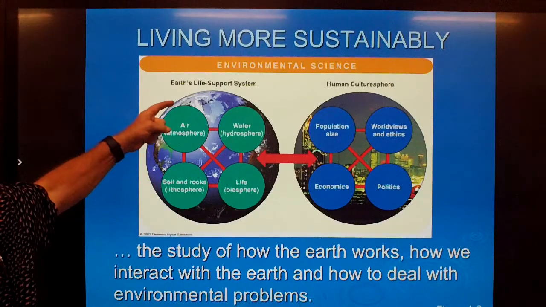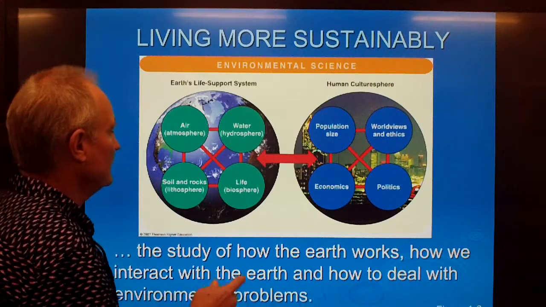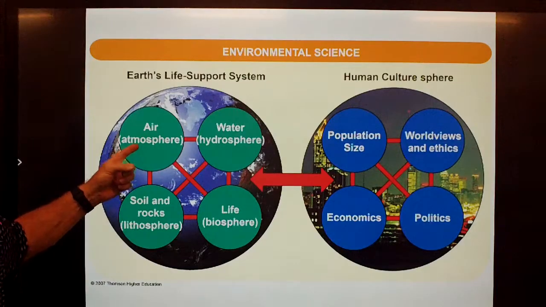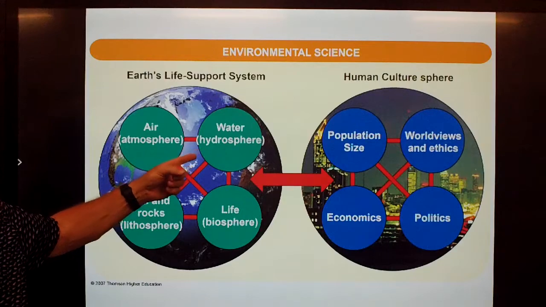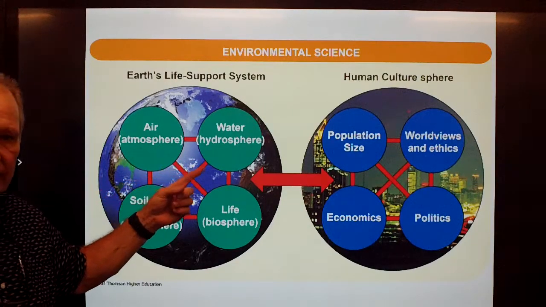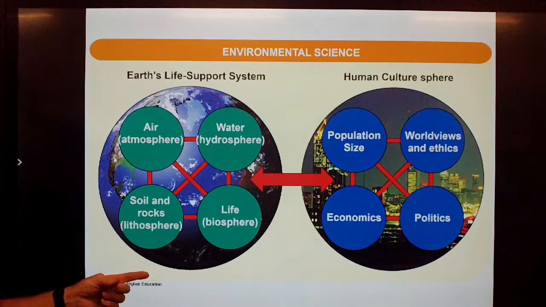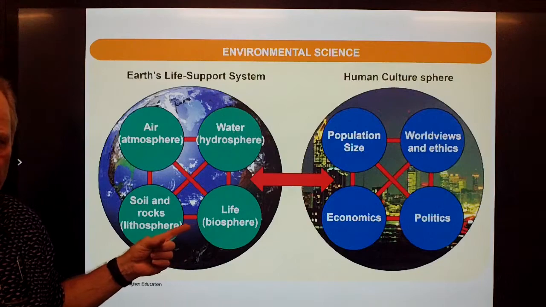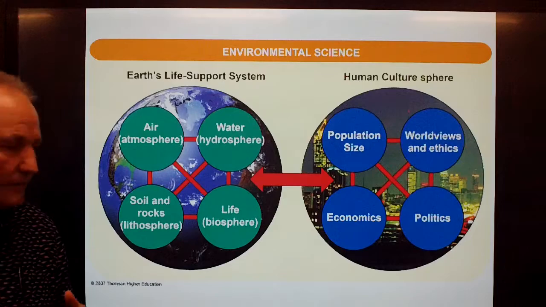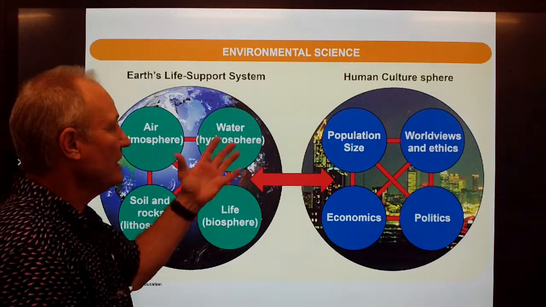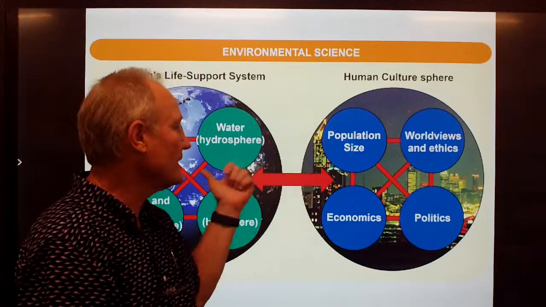So what are the things that Earth provides for us? In Earth's life support system, there is the atmosphere. The Earth provides us with a relatively clean atmosphere, a hydrosphere, the water, bodies of water, the oceans, the Great Lakes, the rivers, the streams, etc. Soils and rocks, the lithosphere, which provide minerals, nutrients, which end up making our soil, and then the biosphere, which is the life forms on the planet. All of those interact with the human culture, with humans. And how do these two interact?